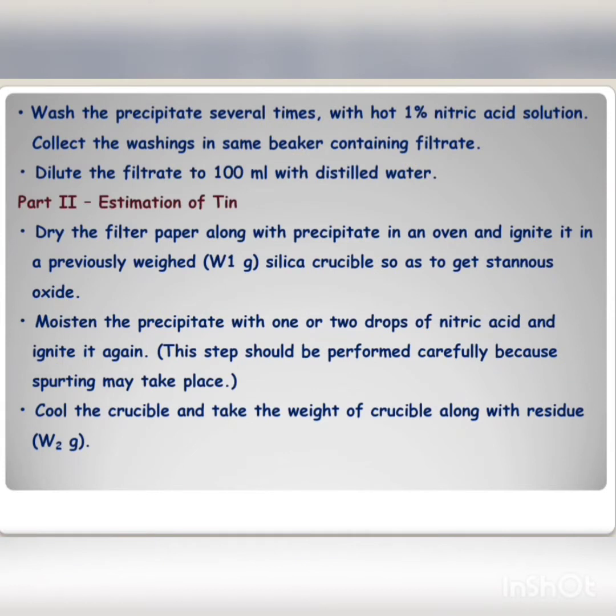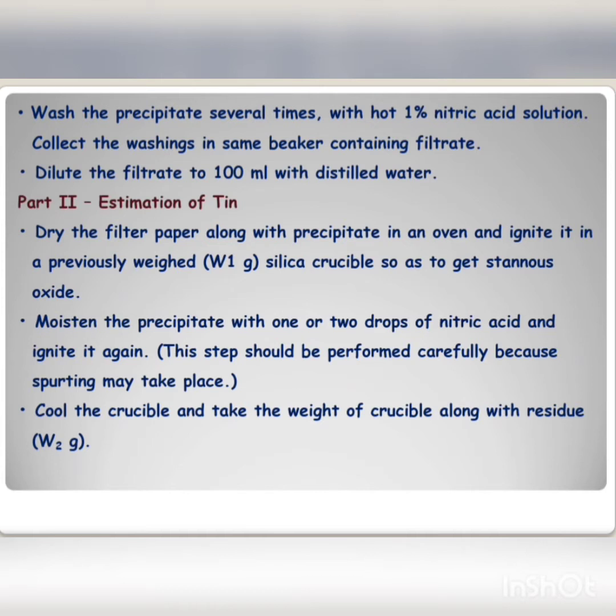Then we have to filter the metastannic acid precipitate through Whatman filter paper, and on the filter paper we will get the metastannic acid precipitate, and the filtrate contains copper. In this way we can separate copper and tin. The filtrate contains copper, that is why we have to dilute it to 100 ml. Now tin is separated and we have to determine the copper from the filtrate.